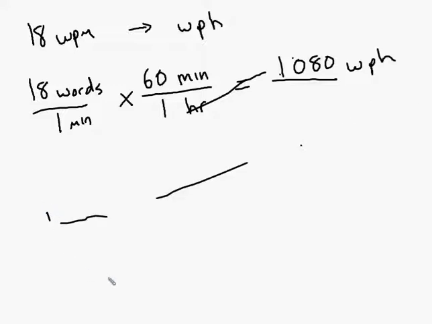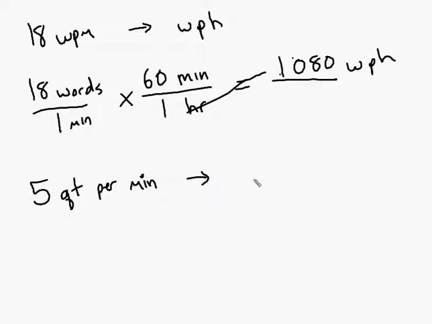All right. Anyway. Try once more. Last thing. Listen. Let's say I have a faucet and it pours out 5 quarts per minute. And I want to change that to gallons per second.